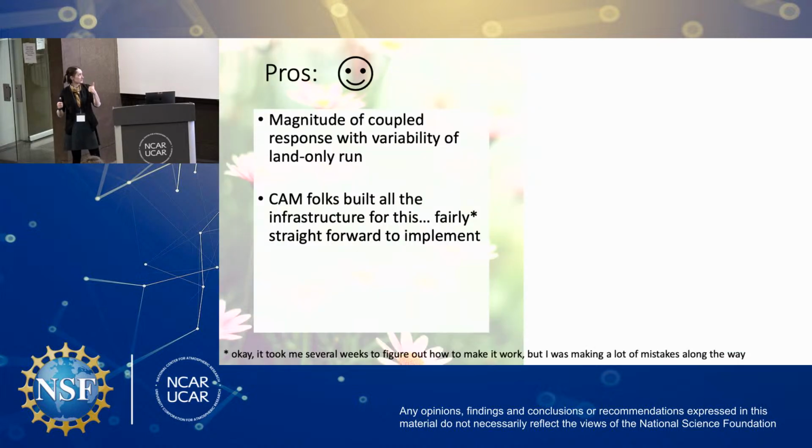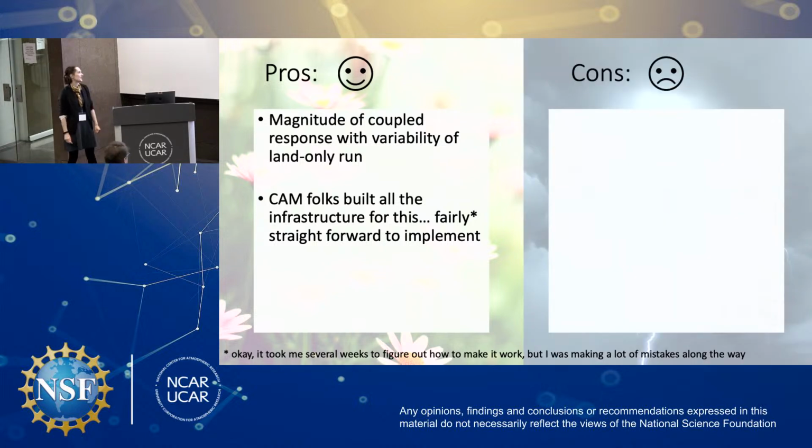So, pros. We captured the magnitude of the coupled simulations, but with the variability of the land-only simulations, which seems great. Also, this infrastructure was already there. I did not have to do any coding to make this work, which was amazing, and it was fairly straightforward to implement. I screwed up a bunch, it took me a couple weeks, but once I figured it out, it was pretty straightforward to implement. So great, let's do this all the time. What could go wrong? A lot of things could go wrong.